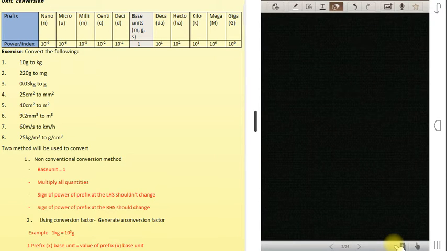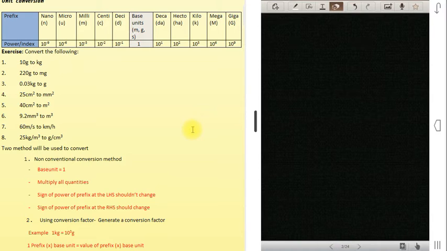Hello guys, in my last video I showed you how you can use the non-conventional conversion method to convert from one unit to another. In today's video we are going to see how we can use what I called the conversion factor method to convert from one unit to another unit. Please, you can also check out my previous videos to see other methods you can use to perform your conversion.